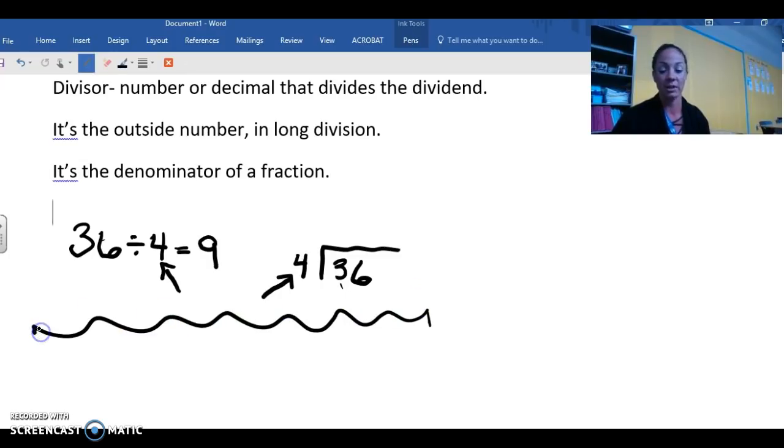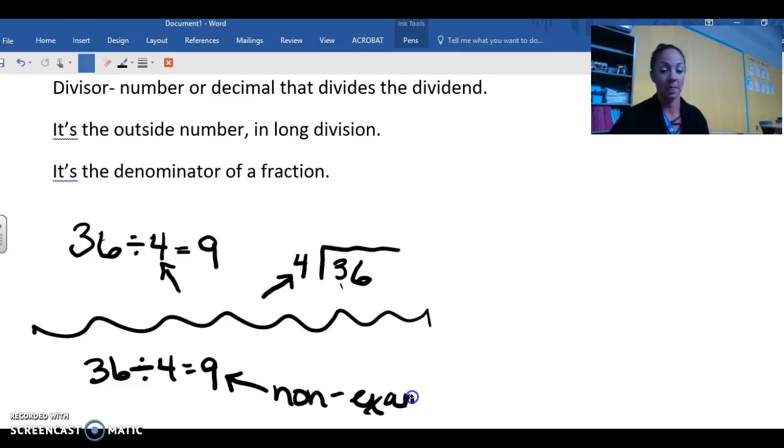Now, for a non-example, let's say we still use the same 36 divided by 4 equals 9. 9 would be a non-example because it is not the divisor. Simple as that.